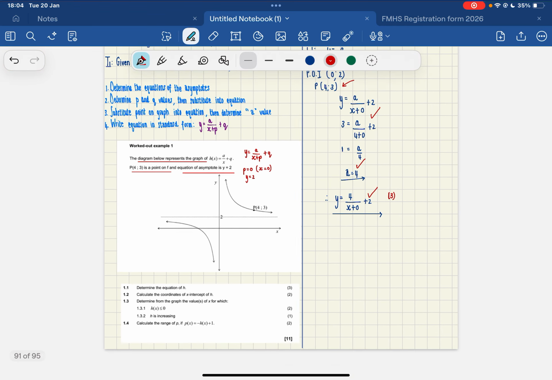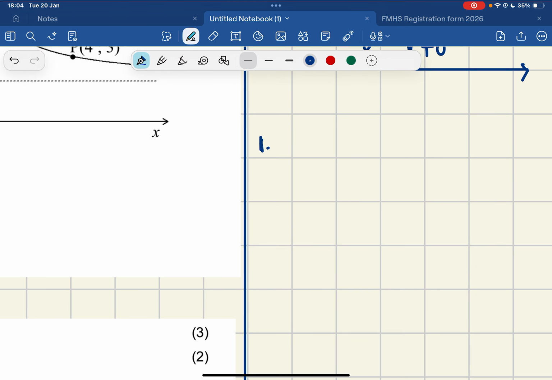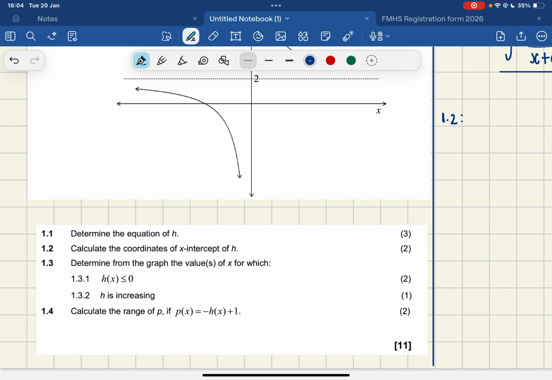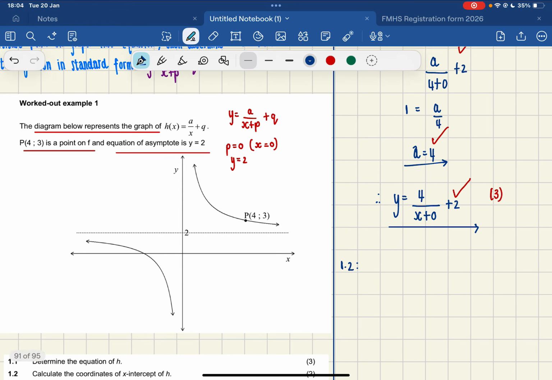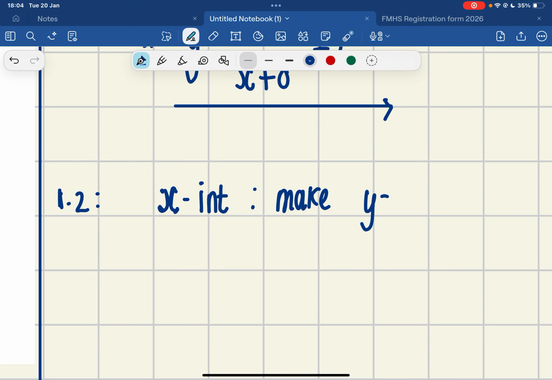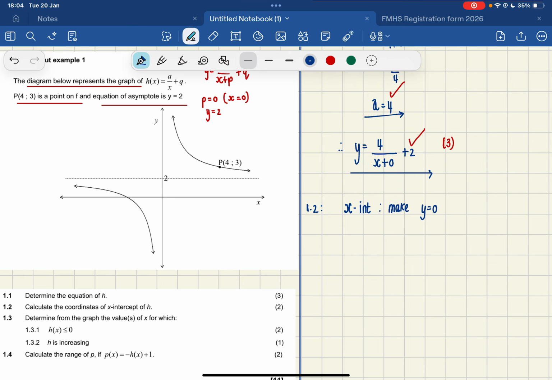That's 3 marks. Okay. Then it says here, question 1.2. Question 1.2 says the coordinates of the x-intercepts of h. So for the x-intercept, we make y equal to 0. That being said, let's see. X-intercept of h, make y equal to 0.